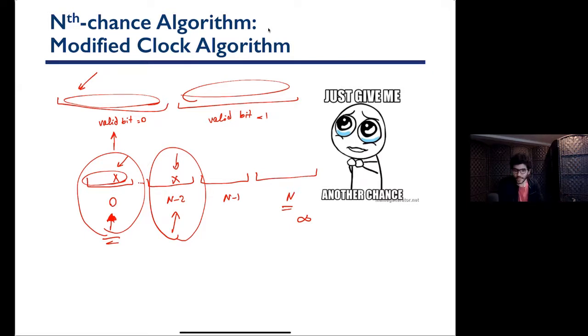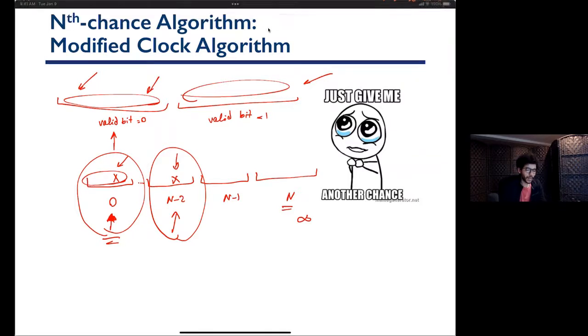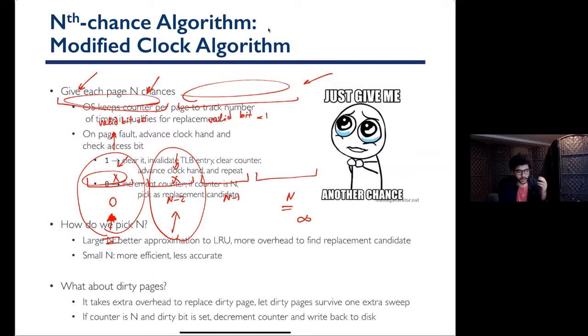So with the nth chance algorithm, by making more classes, we kind of distinguish between the ones that have valid bit 0. We know some of them haven't been accessed for a longer period of time than others. Whereas with the original clock algorithm, everybody with valid bit 0, we treat them all the same. We didn't have any more information on which one of them was accessed the least. So that was the idea behind the nth chance algorithm, and that's why it's better.